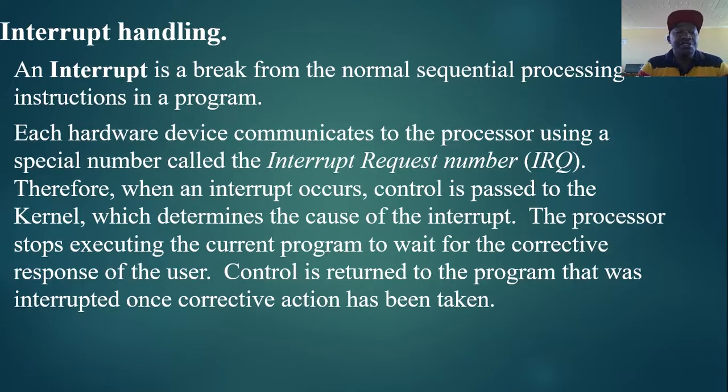Then we have interrupt handling. An interrupt is a break from normal processing of instructions. It is a break. The operating system assigns each device a special number called an IRQ, or interrupt request number. This number makes the operating system not get confused when assigning resources. If a certain gadget has been assigned number one, then the operating system knows that is the keyboard. When another one is assigned number two, that is the mouse. So the operating system works smoothly, just like in your school where you are given different admission numbers, even if you have the same name, to make things easier for the administration.